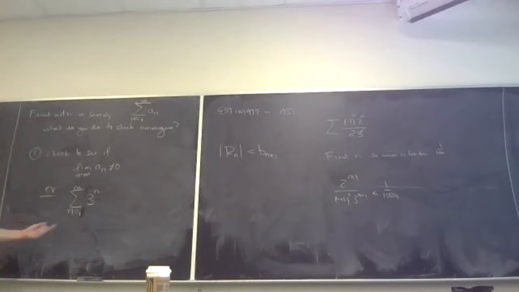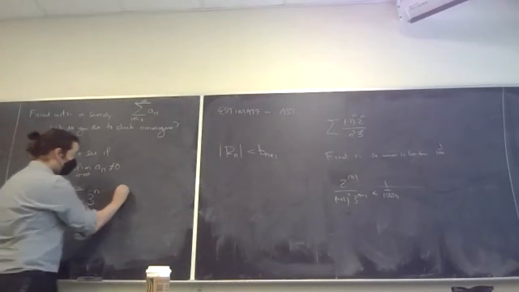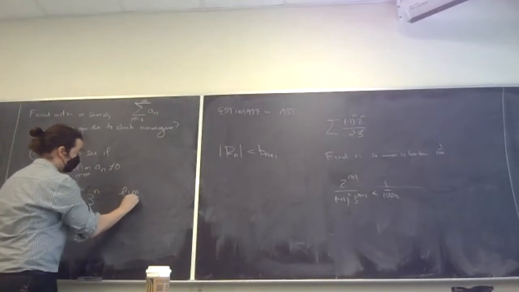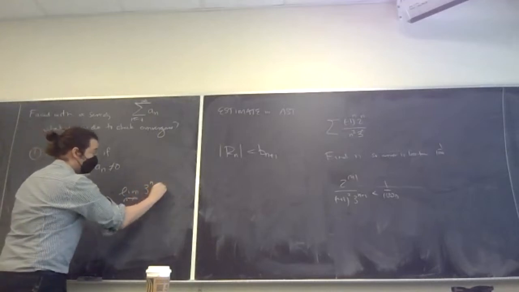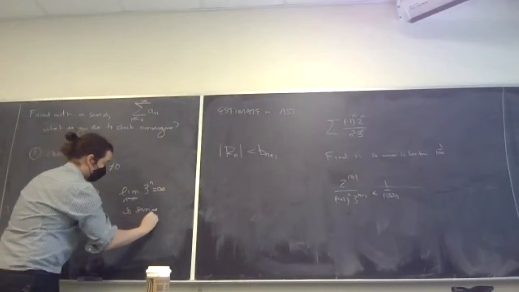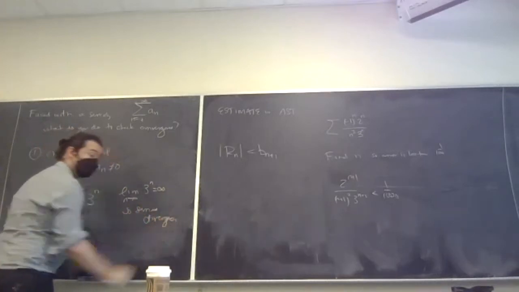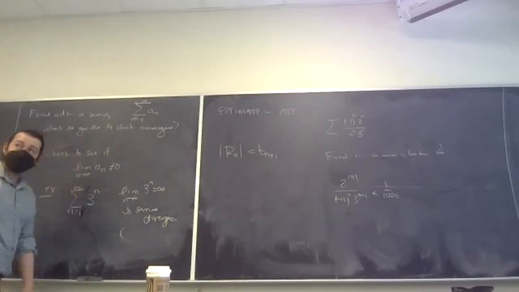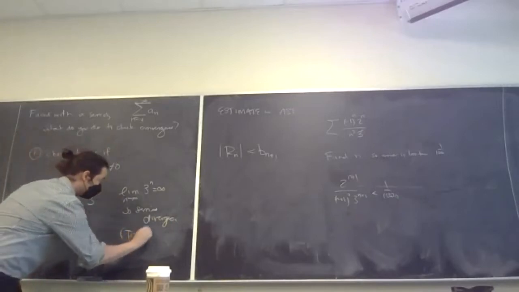But if you see something where the terms obviously don't go to 0, just say it diverges by the test for divergence. The limit as n goes to infinity of 3n is infinity. So the series diverges. It's also nice if you identify which test you use. So you could say test for divergence.